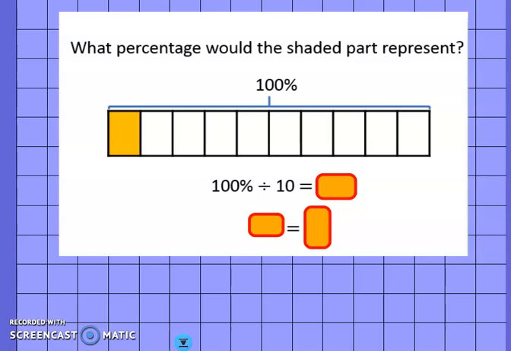Next question then, it says, what percentage would the shaded part represent? So, having a look at that, can you tell me how many parts has been split into there? 1, 2, 3, 4, 5, 6, 7, 8, 9, 10. 10 parts. So if each part is worth 10, then that would make 100 altogether, which means the shaded part is worth 10%. Well done if you spotted that, because it is 1/10.